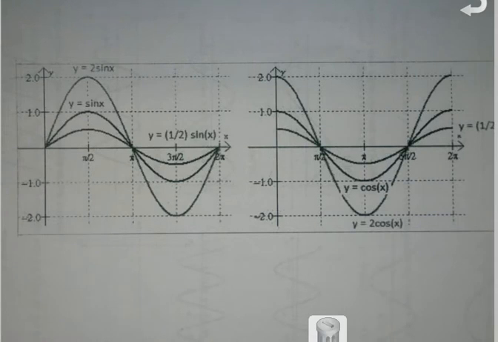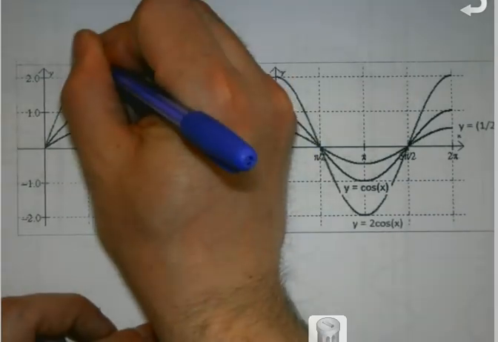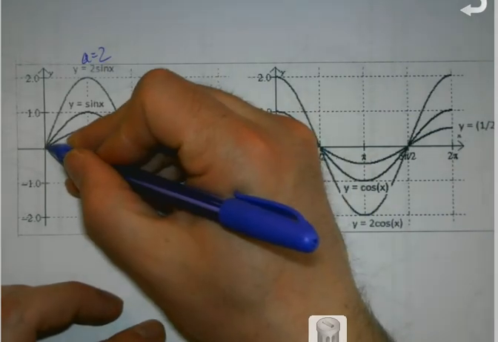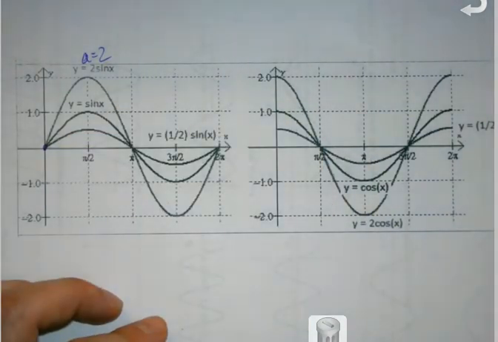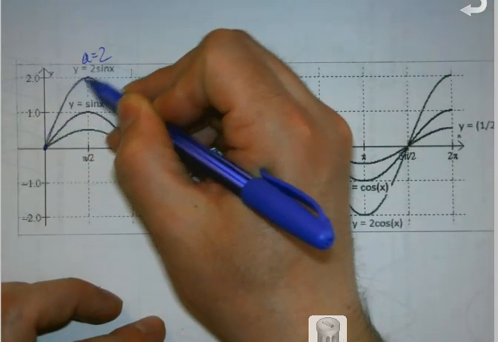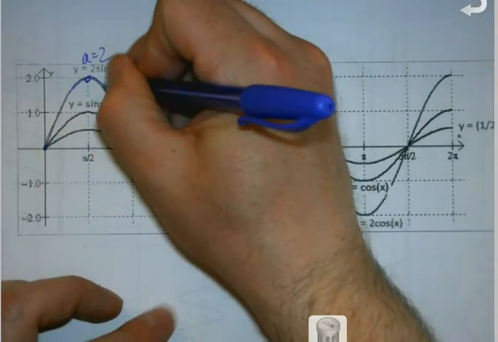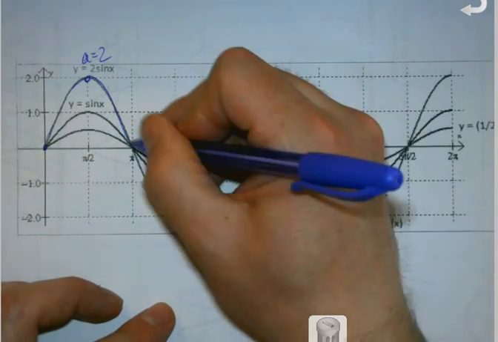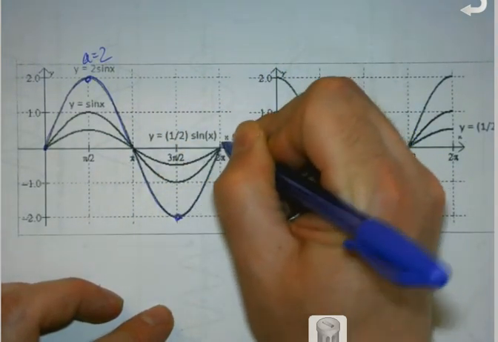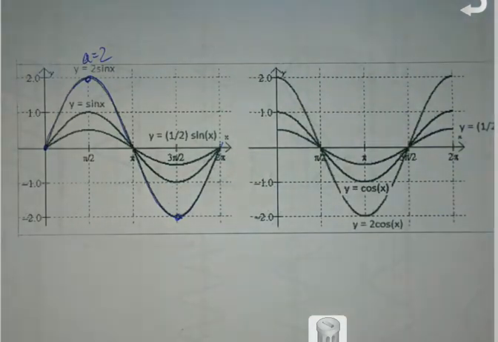But if I start to put that amplitude value in front, like here it's 2, notice it still starts at 0 just like it did before, but now instead of going up to 1, it goes up to 2. And then it drops back down to 0, doesn't change, drops down to -2, and then comes back up. So it changes my vertical stretch.